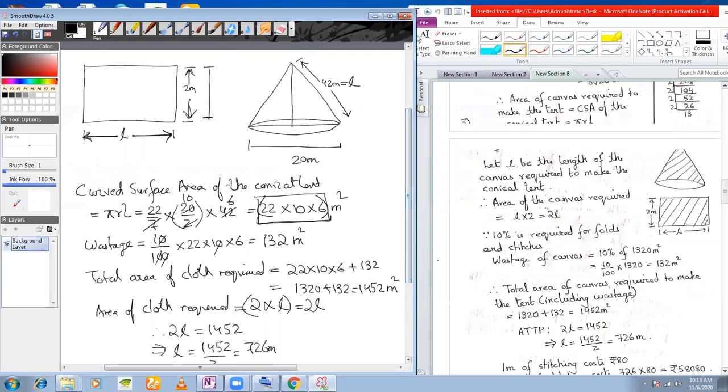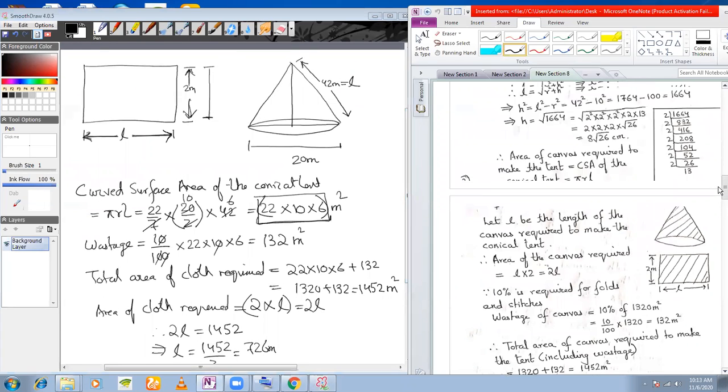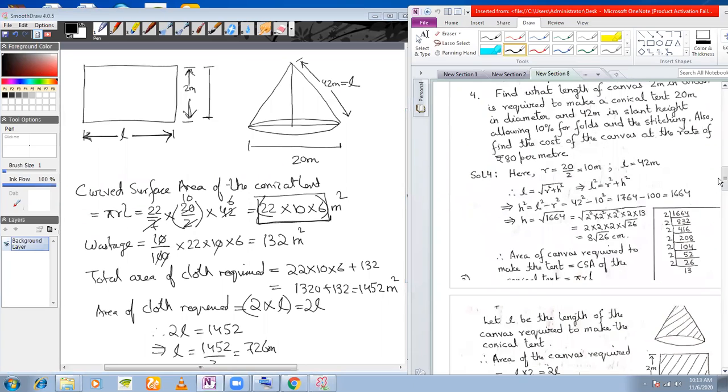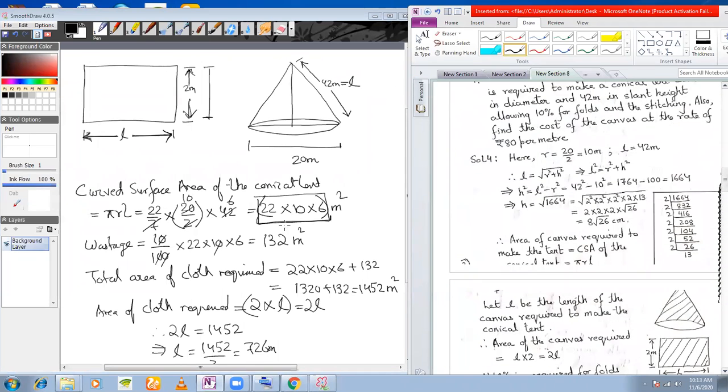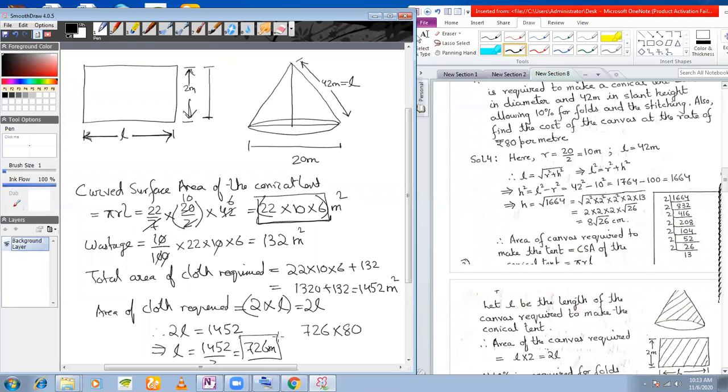Once we have determined the length of cloth required, the question here is to find the cost of canvas at the rate of 80 per meter. So what is the cost of this canvas? How much canvas are we requiring here? We are requiring 726 meters of the canvas. So what is the cost of the canvas required? 726 into 80. This is the cost of the canvas that is required.